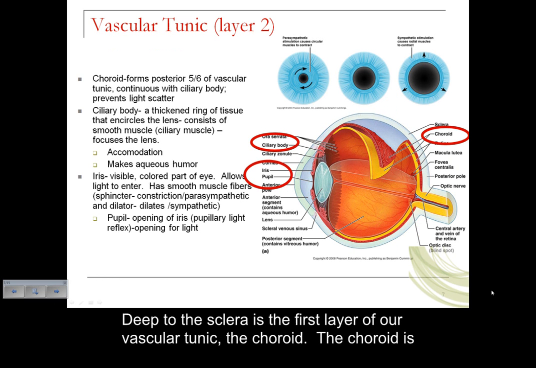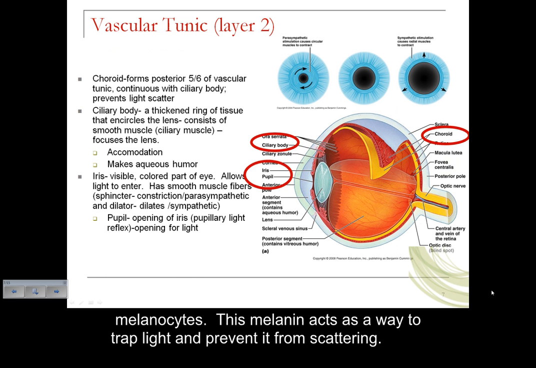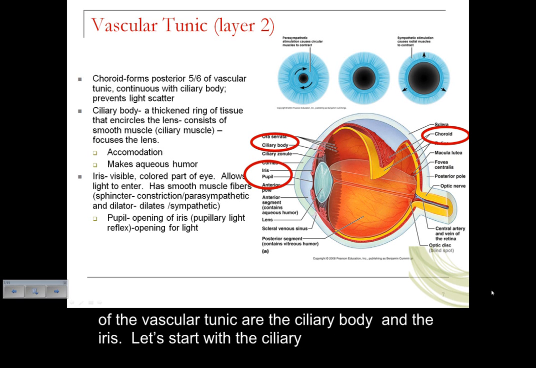Deep to the sclera is the first layer of our vascular tunic, the choroid. The choroid is extremely vascularized and has a dark pigment due to the melanin formed by the melanocytes. This melanin acts as a way to trap light and prevent it from scattering. This layer is the equivalent of the arachnoid and pia mater of the brain.